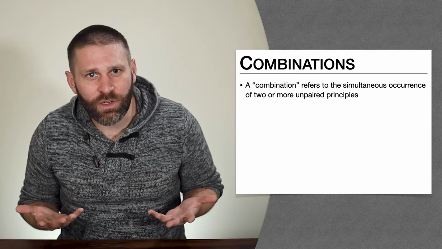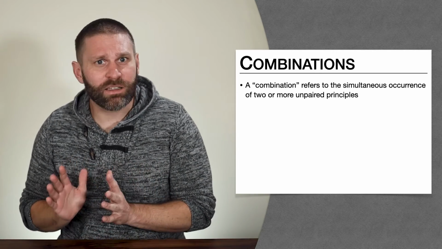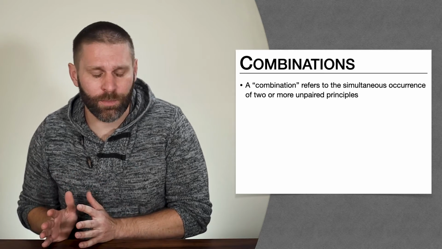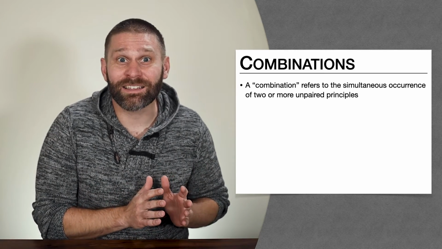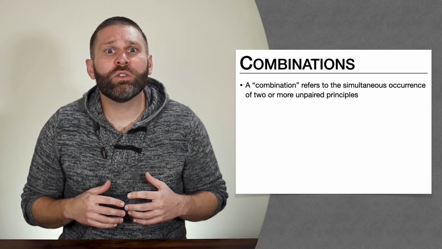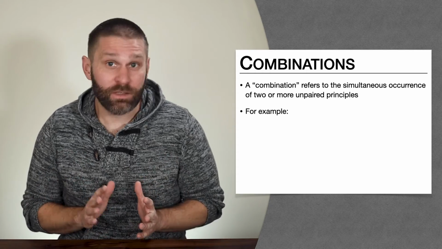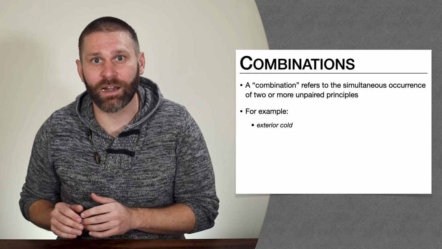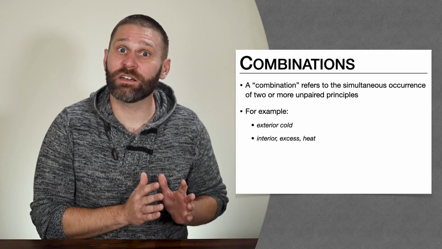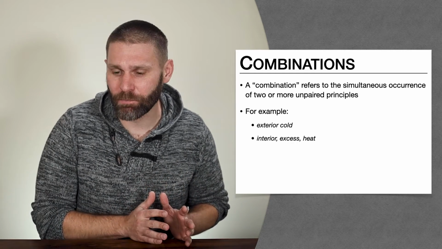And this is what we usually do. So you don't just say that someone has an exterior pattern or someone else has a heat pattern. We would use more than one and say that this person has an exterior cold pattern or this person has an interior excess heat pattern.